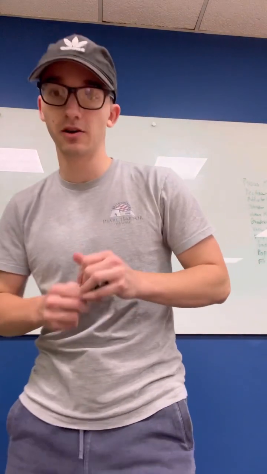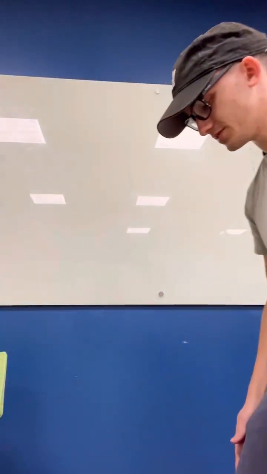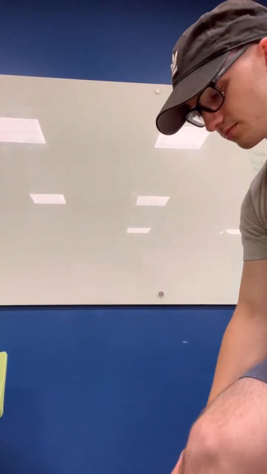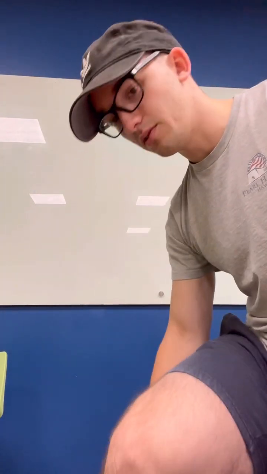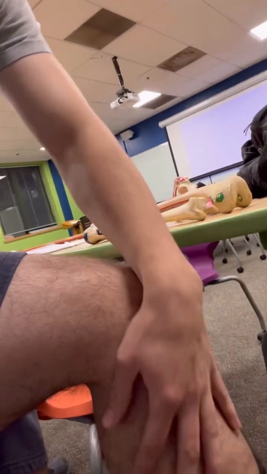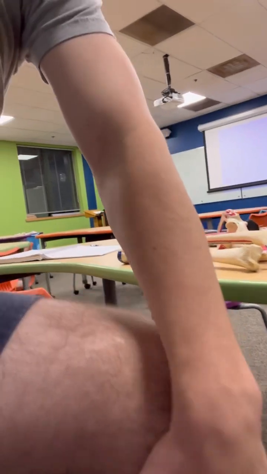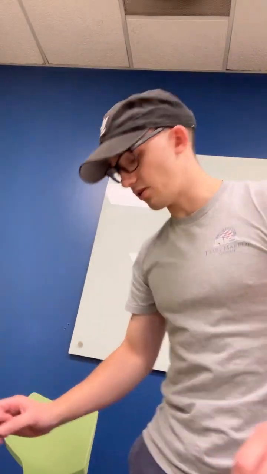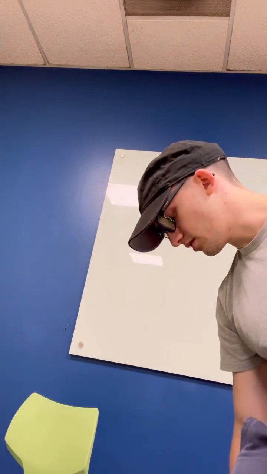So the last one is the fibularis longus. Again, I don't have a model for this, so I'll just be using myself. The origin for this is the superior lateral portion of the fibula. So right down here, the upper two-thirds of the lateral portion of it. And then it inserts on the sulcus.